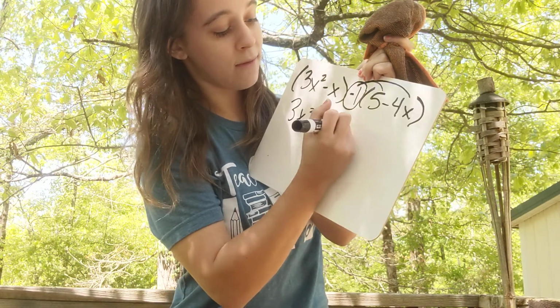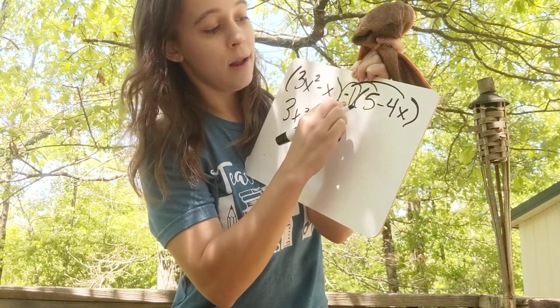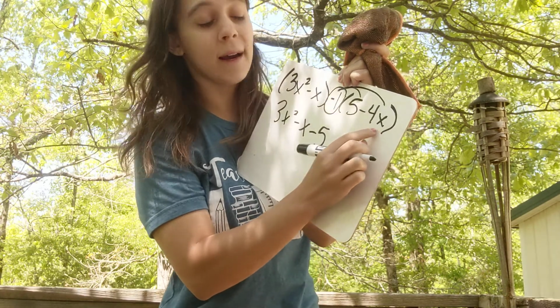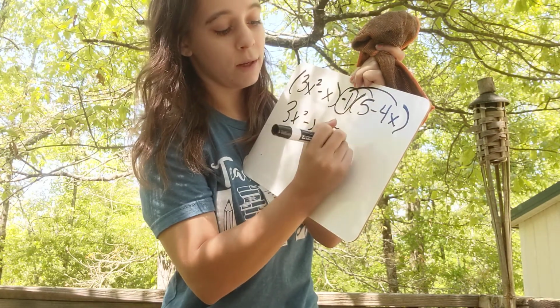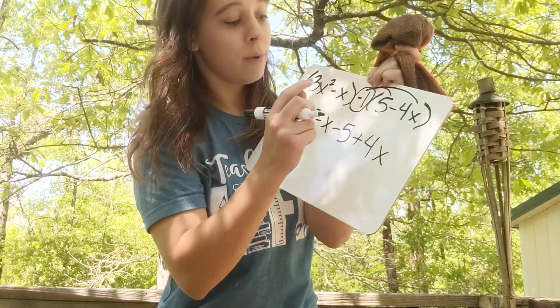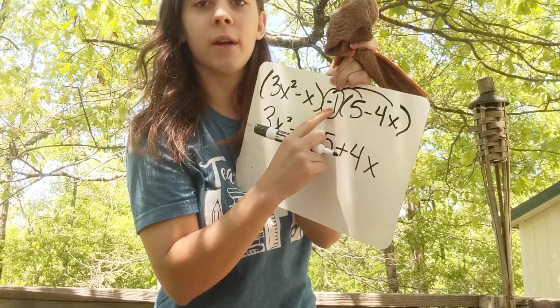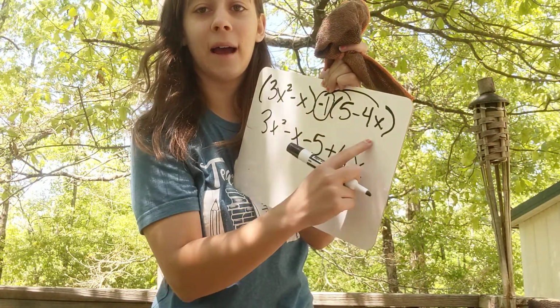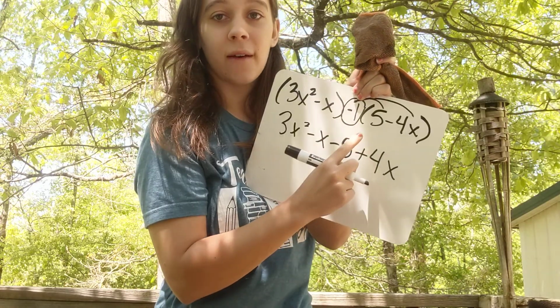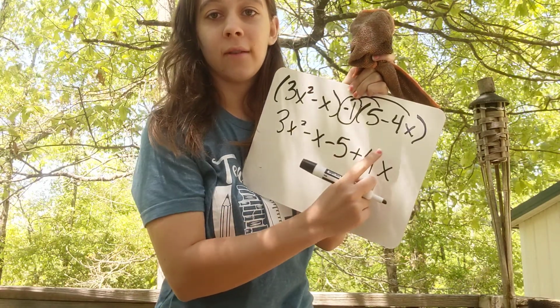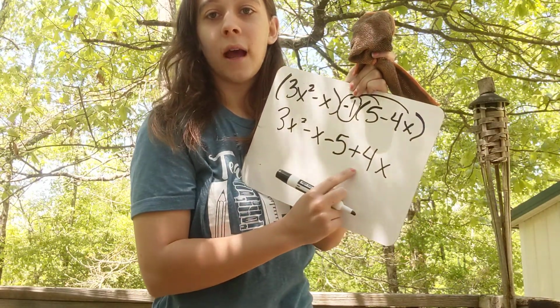Negative 1 times 5 is minus 5. Negative 1 times minus 4x, a negative times a negative always makes a positive. So basically when you have this minus to distribute, what it's going to do is change the sign on everything that comes after it. This 5 used to be positive, now it's negative. 4x used to be negative, now it's positive.